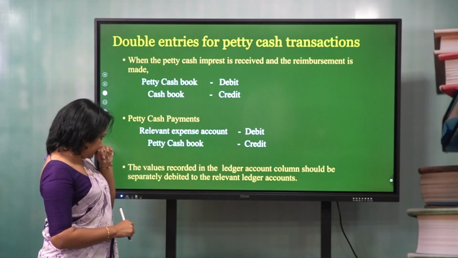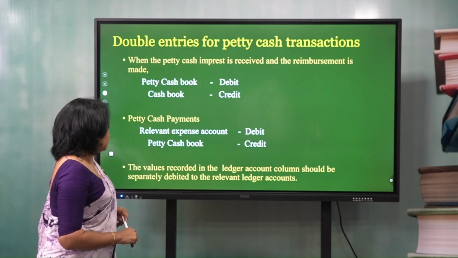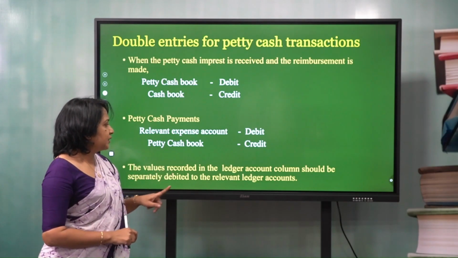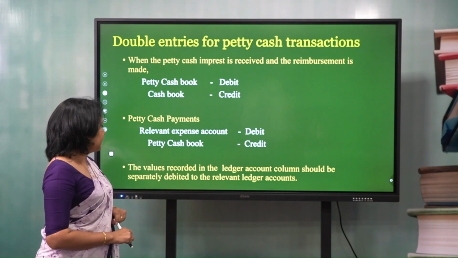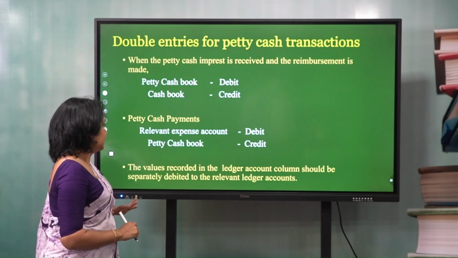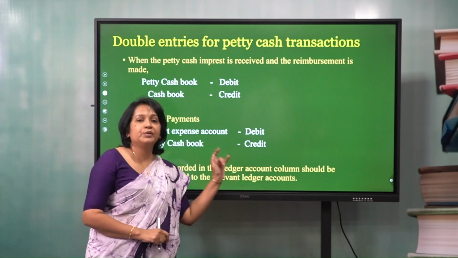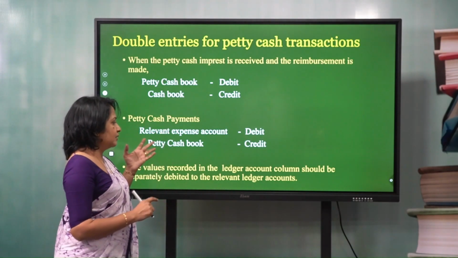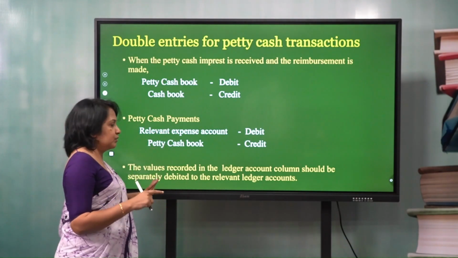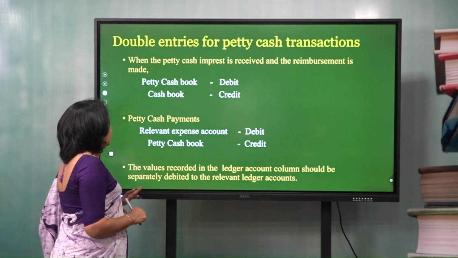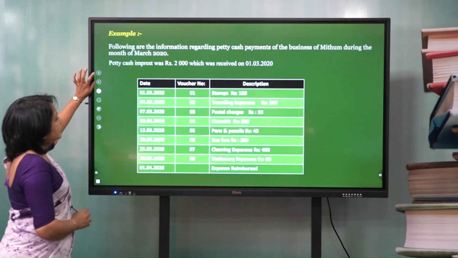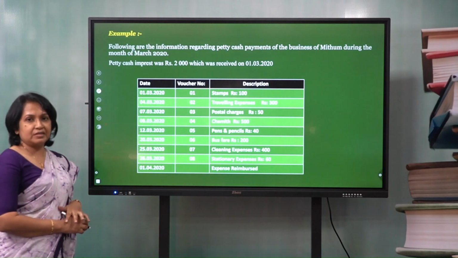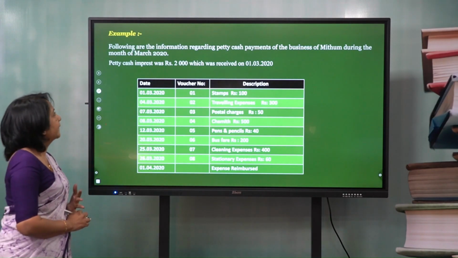And children, the values recorded in the ledger account column should be separated to the relevant ledger accounts. Now, the ledger account column, I told you, is the final one. At that time, we have to take those transactions, payments, separately and open accounts for them in the ledger. Okay, we will now take an example and see how to record transactions in the petty cash book.